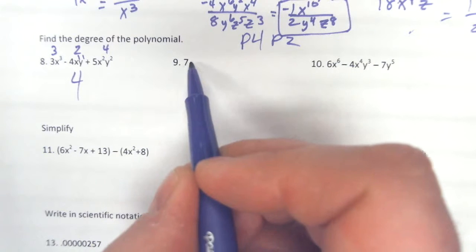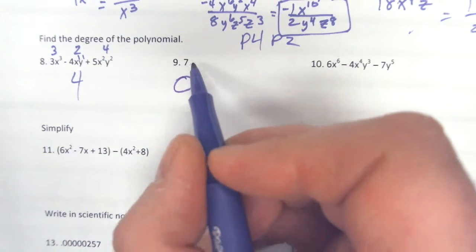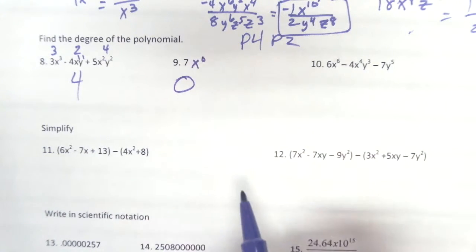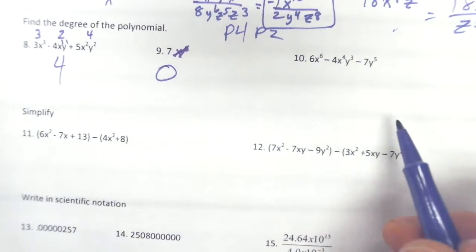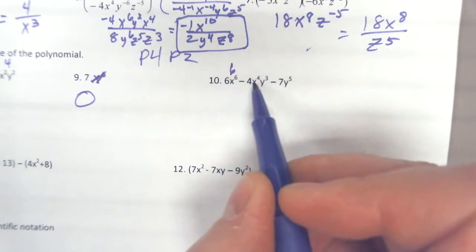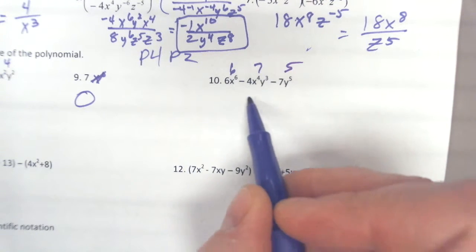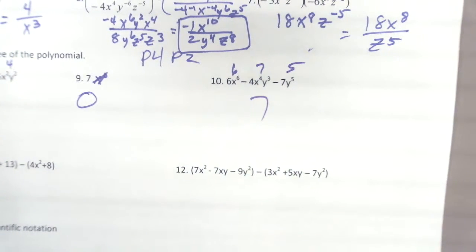A number without any variable is of degree 0, since if you were to write it with a variable, it would be x to the 0. Question number 10. This term is degree 6, this term is degree 7, and this term is degree 5. 7 would be the degree of the entire polynomial.